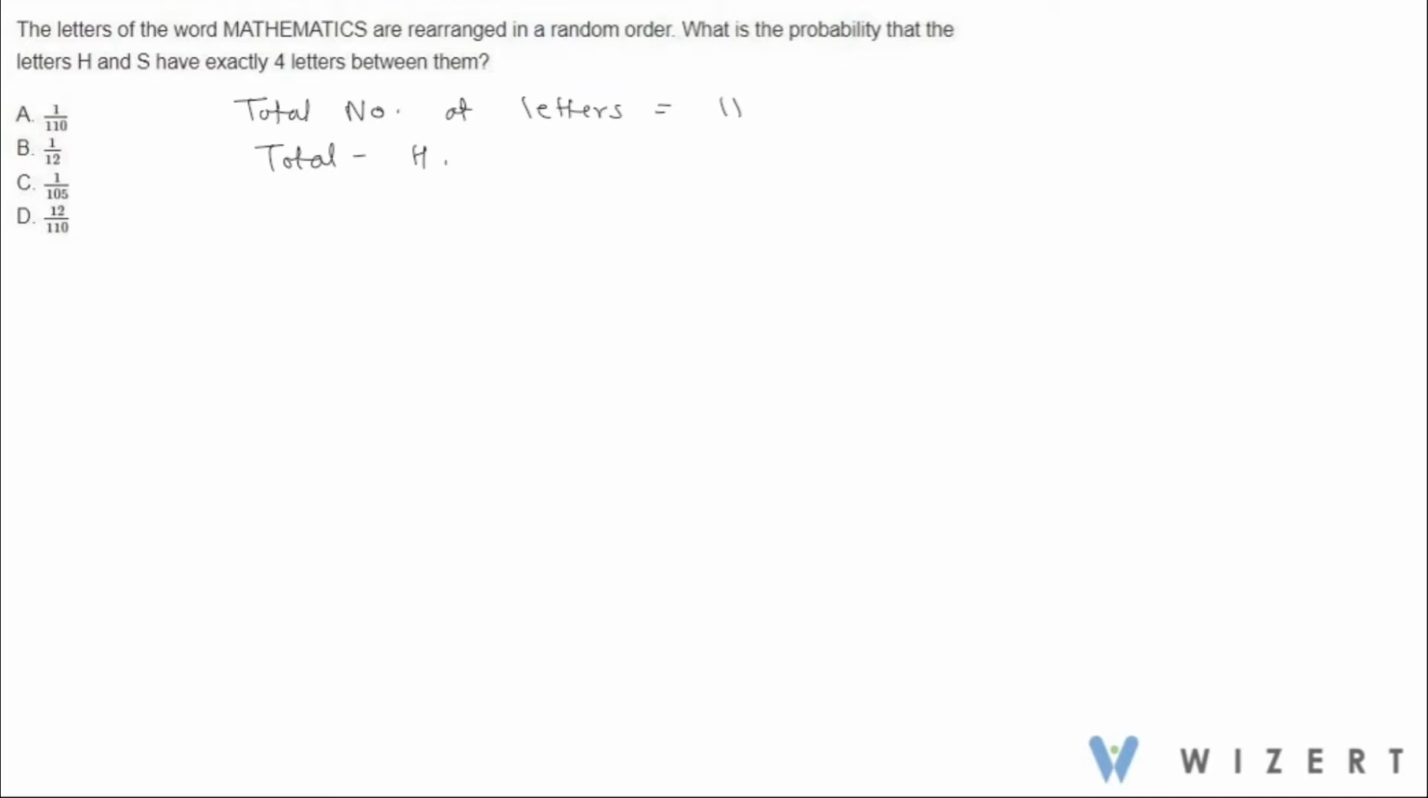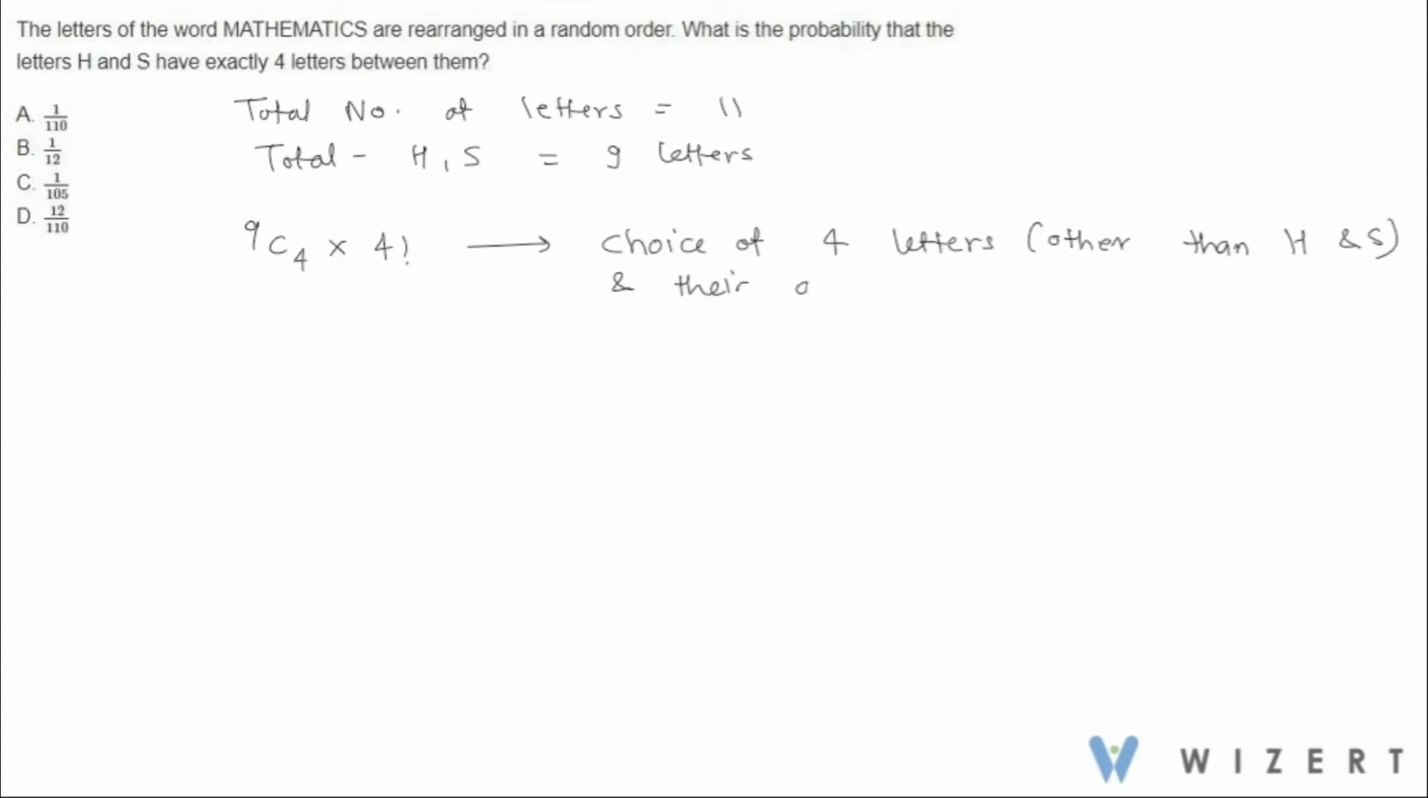total minus H and S equal to 9 letters. Okay. Now we can say 9C4 multiplied by 4 factorial is a choice of 4 letters other than H and S, and their different arrangements. So this is the choice of 4 letters and this is their different arrangement.